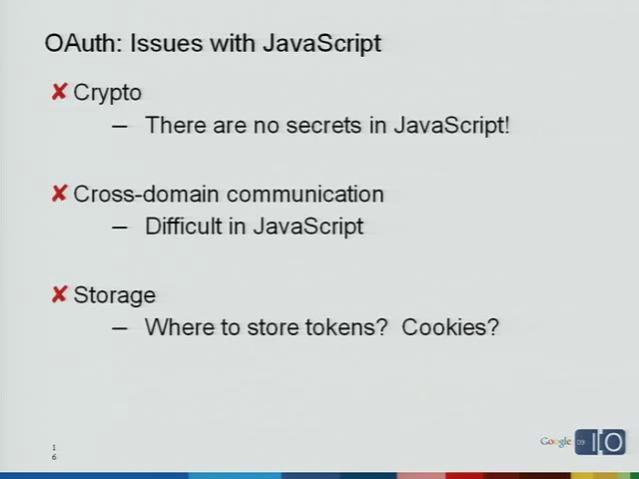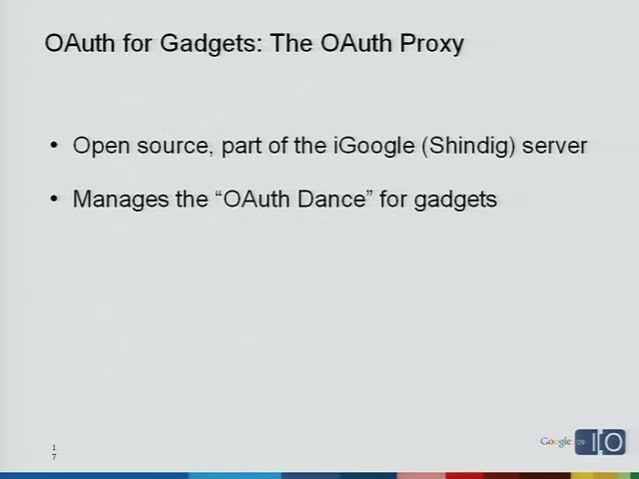So in order to address all these issues in JavaScript, we have the OAuth Proxy. The OAuth Proxy lives in the iGoogle server. It's open source. It goes under the name Shindig if you're familiar with the open source project. And basically what the OAuth Proxy does is it manages the OAuth dance for the gadget.